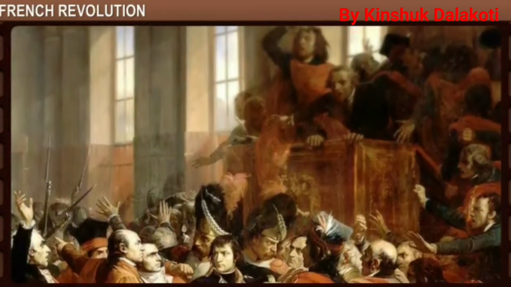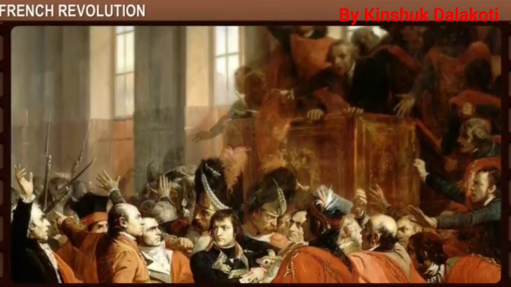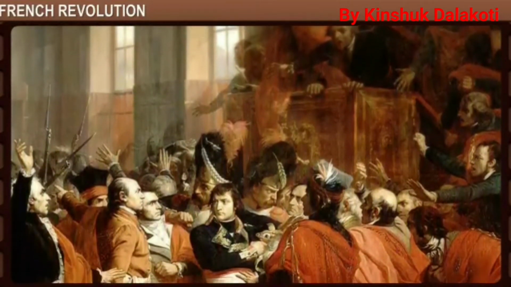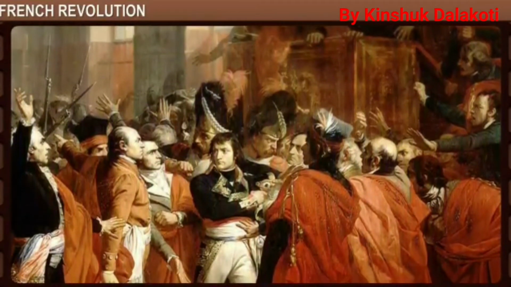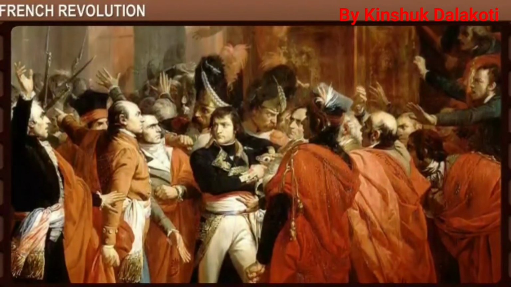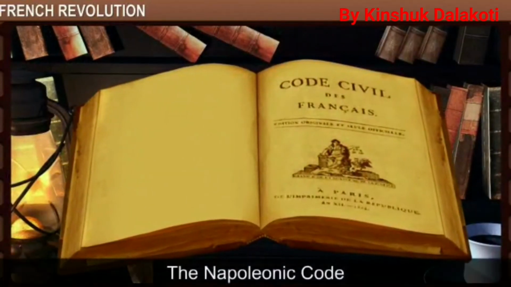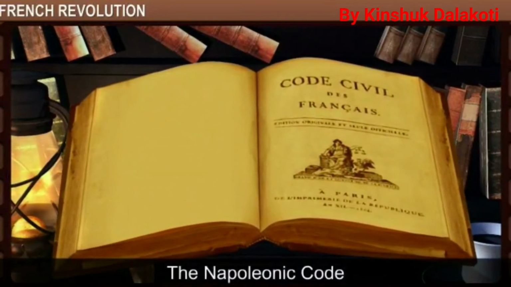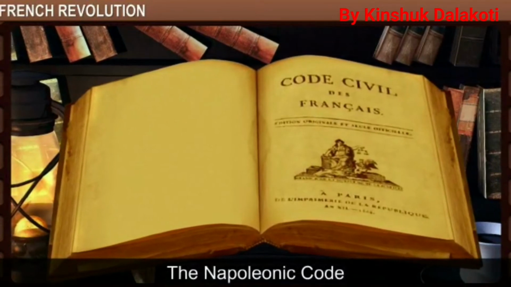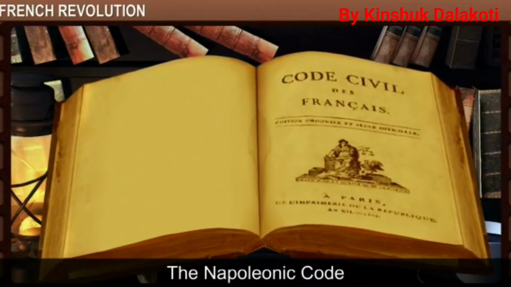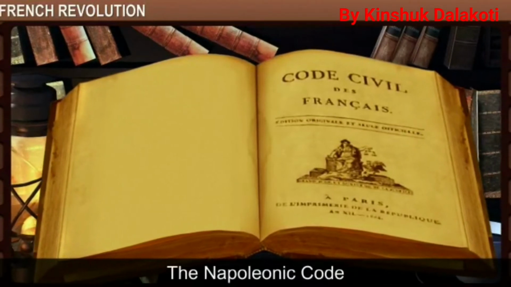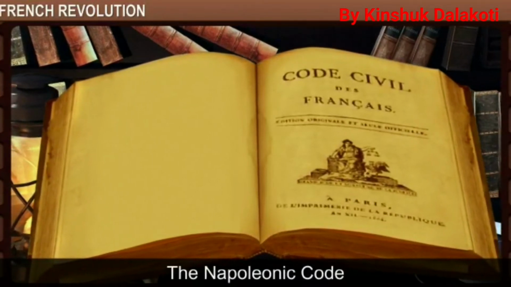Democracy received a setback during his time, as he returned to monarchy. On the flip side, he introduced several effective administrative changes. The Civil Code of 1804, introduced by Napoleon, is also known as the Napoleonic Code. It is famous for the administrative changes brought about by Napoleon.